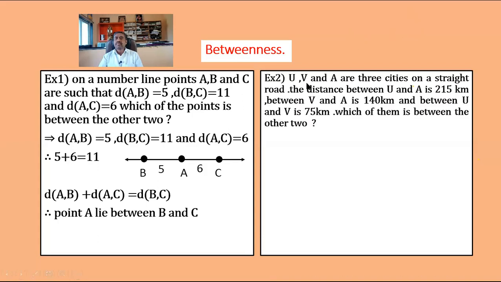Question number 2. U, V, and A are three cities on a straight road. The distance between U and A is 215 kilometers, between V and A is 140 kilometers, and between U and V is 75 kilometers. Which of them is between the other two?